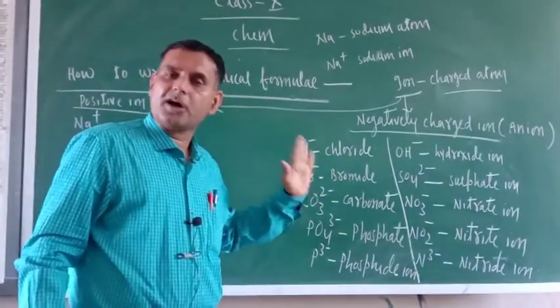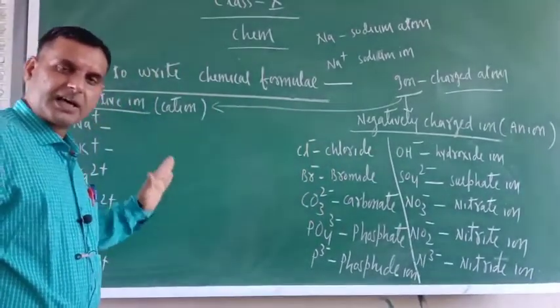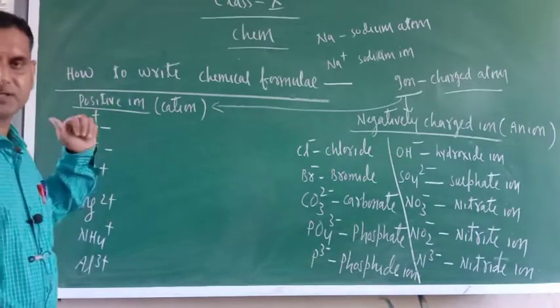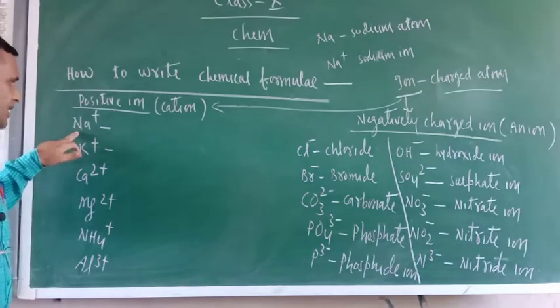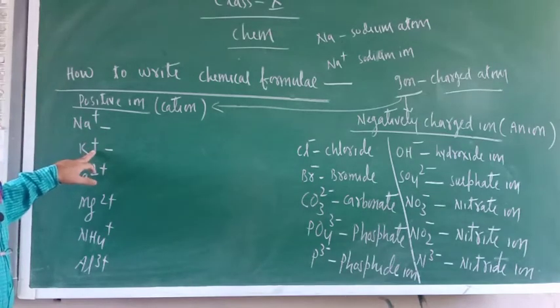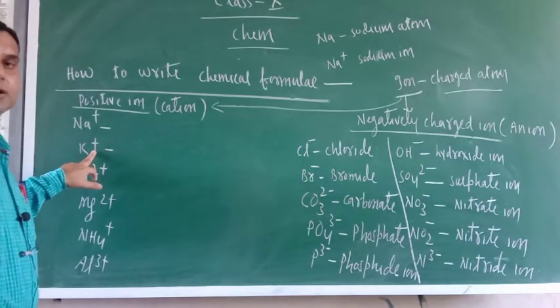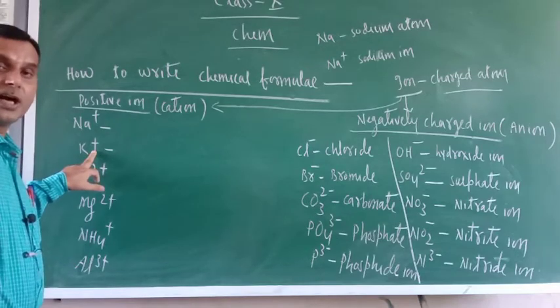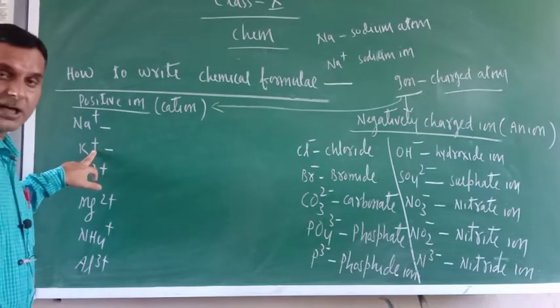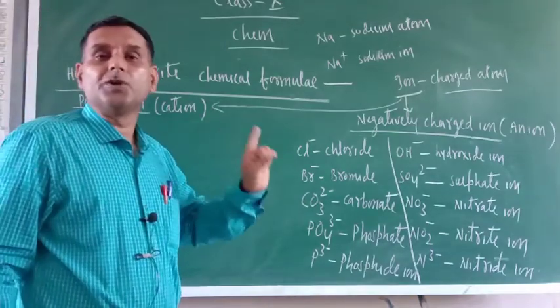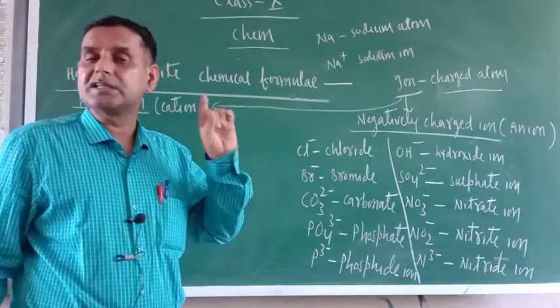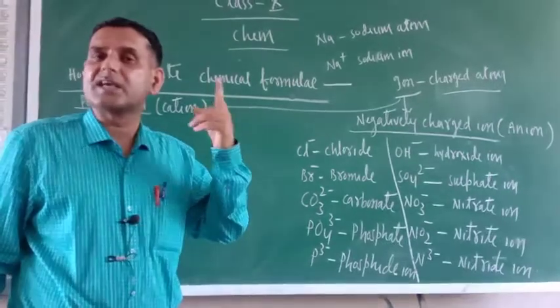Now I am talking of ions. Ions can be classified on various bases, like on the basis of charge. See, here sodium and potassium have got a single positive charge. So they are called unipositively charged cations, unipositively charged ions. Uni means single.